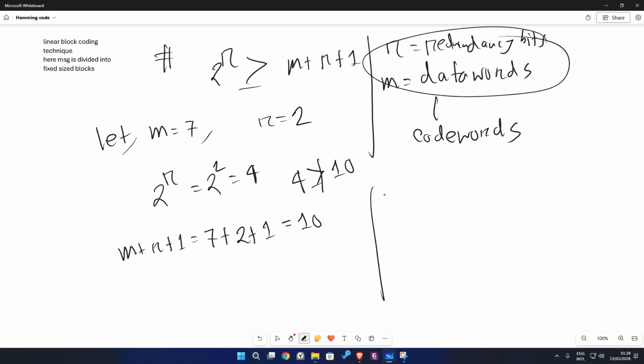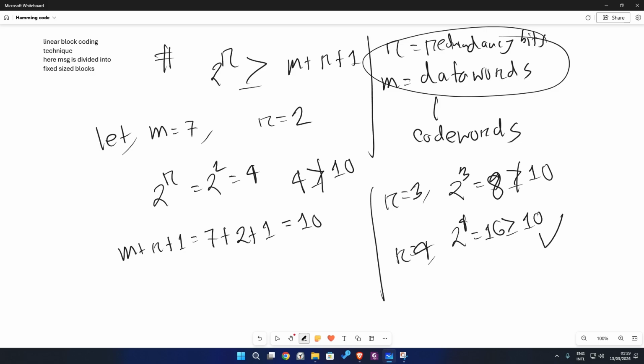But in case r equals 3 here, it becomes 8, which also does not satisfy the formula. But if r equals 4, then 2 to the power 4 equals 16. Yes, now it is aligning with the formula. So if the redundancy bits are 4 bits, then the formula is satisfied and it will be a reliable communication.